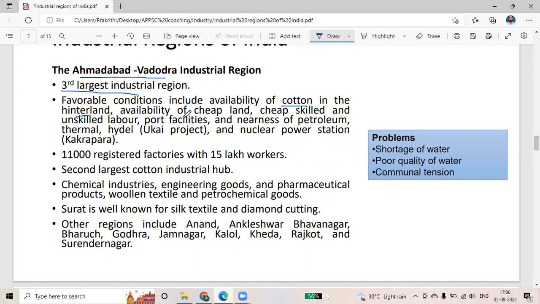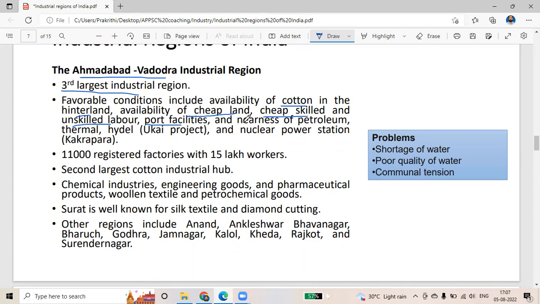Other than this, availability of cheap land. बाकी सब रीजन, दो रीजन में क्या था, रीजन स्पेस कम था. This is almost उतना ज्यादा older one नहीं है, because of this same there is a lot of space है. तो cheap land you will get, and cheap skilled and unskilled labor, दोनों को इसी एरिया से you will get. Then port facilities, गुजरात पोर्ट है उसी एरिया पे.